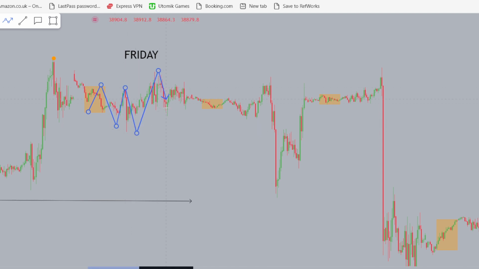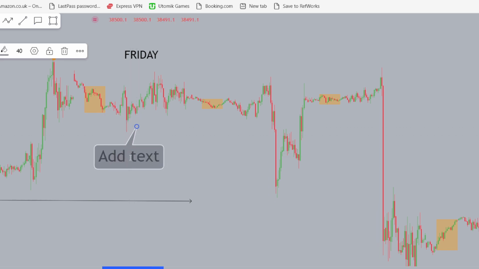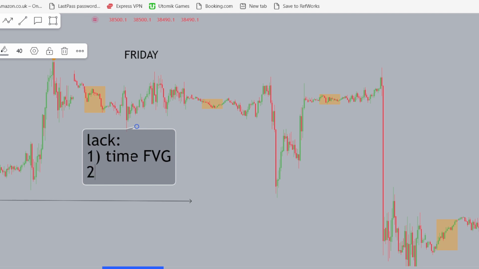So we see price chopping up and down, sweeping the Asian high, sweeping the Asian low, but we don't see any clear structural breaks giving time-based fair value gaps. So this is what you need to understand, right? Friday lacked two things. Friday lacked time-based fair value gaps, or time fair value gaps, and price also lacked a clear shift in direction, a clear break of structure. We haven't seen it, right?